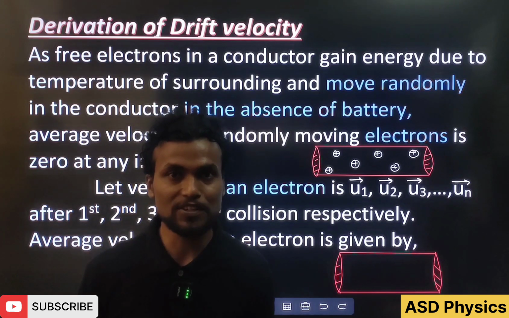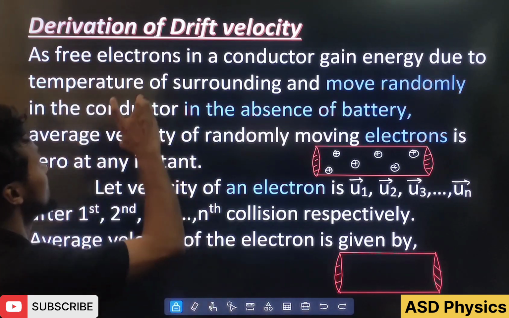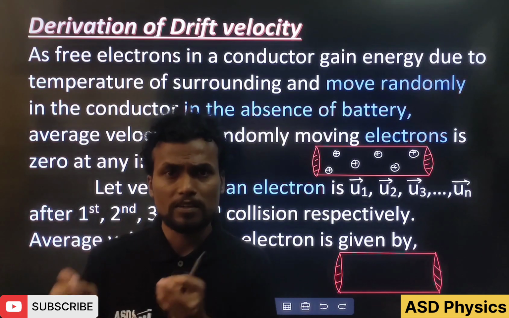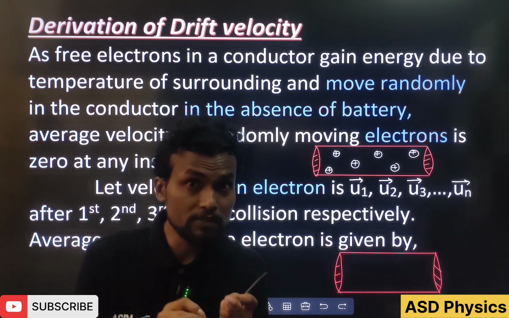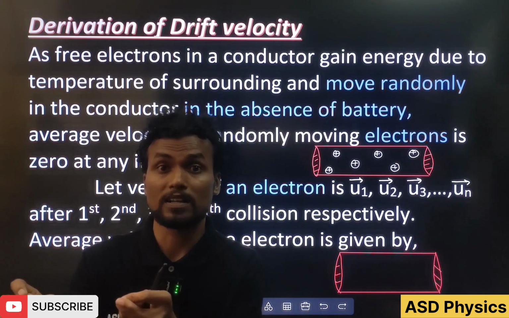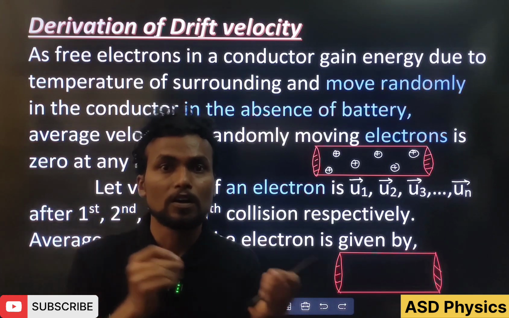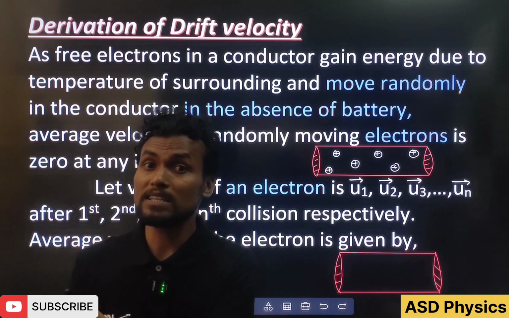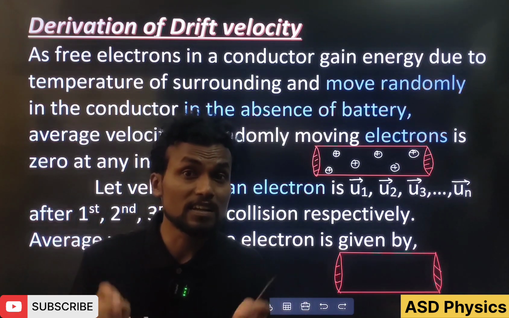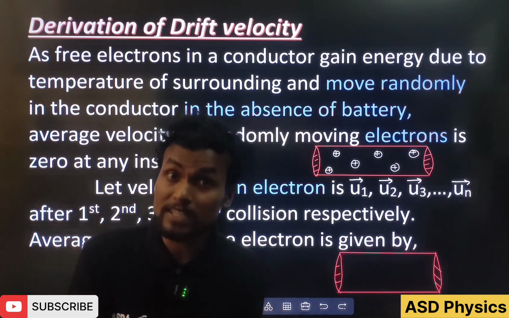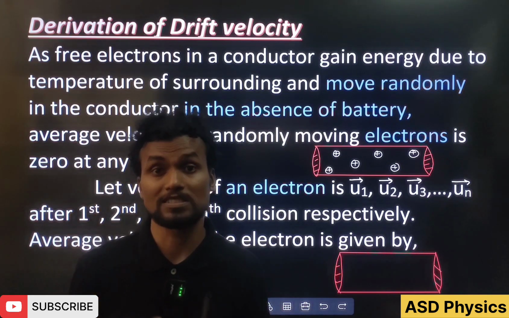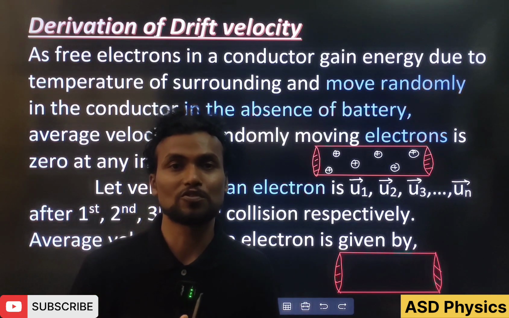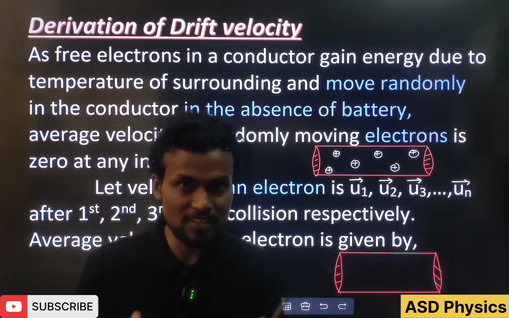So students, in this video we are going to learn about the derivation of drift velocity. To learn the drift velocity derivation, we should know very well how a conductor will behave. Conductor means aluminum, copper and so on. How it will behave means: when it is connected to the battery, how the electrons inside the conductor will move, and when it is not connected to a battery, how the free electrons inside these conductors will move. All these things we are going to learn in this video, so let's start.